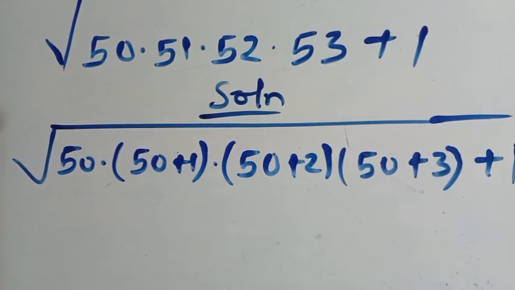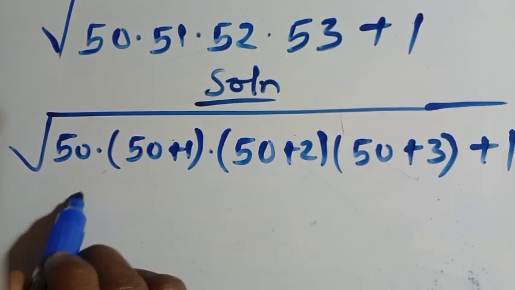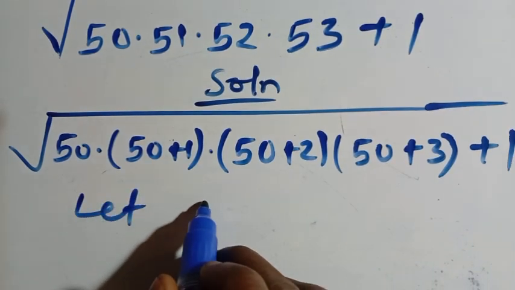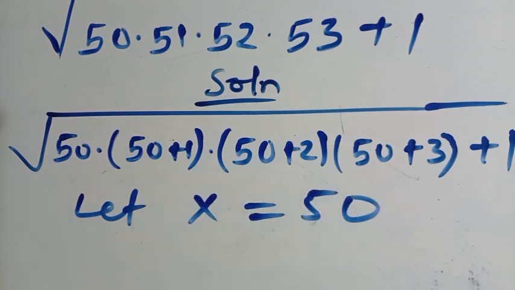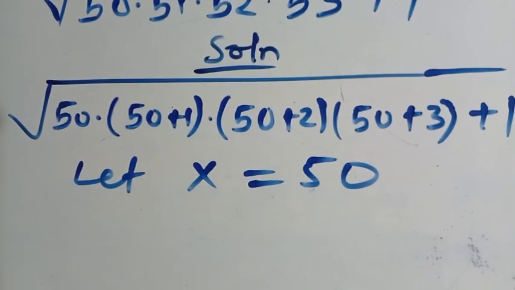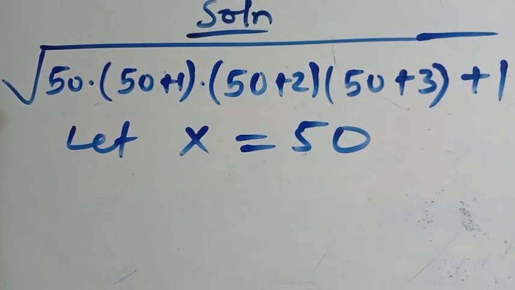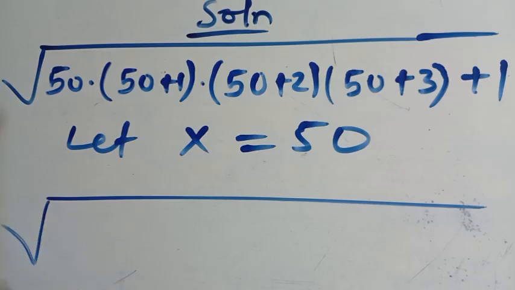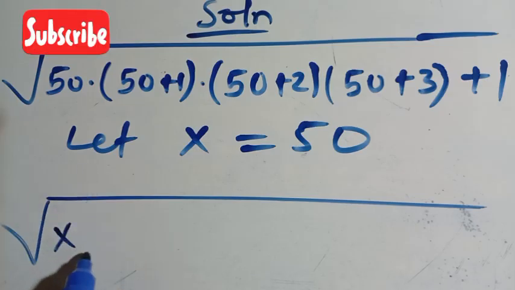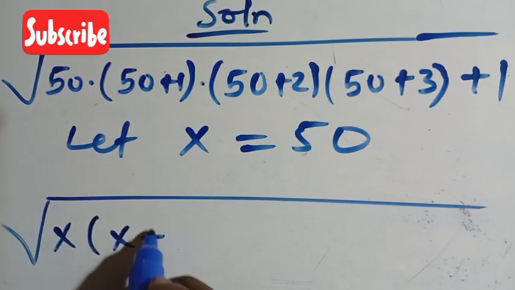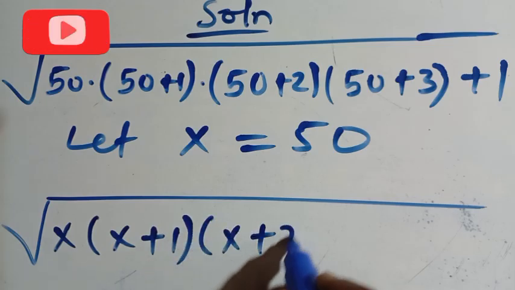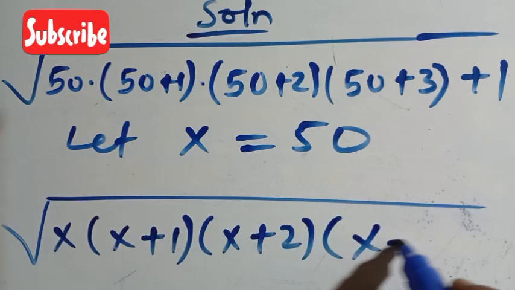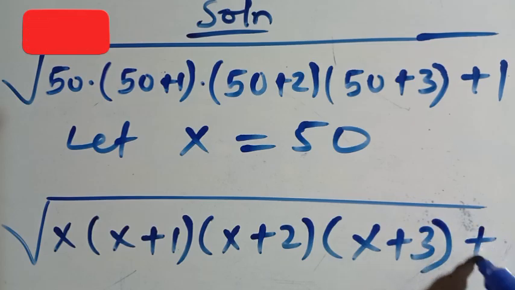So suppose we let x equal 50. That is, anywhere we see 50, we replace it with x. And from here, we have the square root of x into bracket of x plus 1 multiplied by x plus 2 multiplied by x plus 3, plus 1.